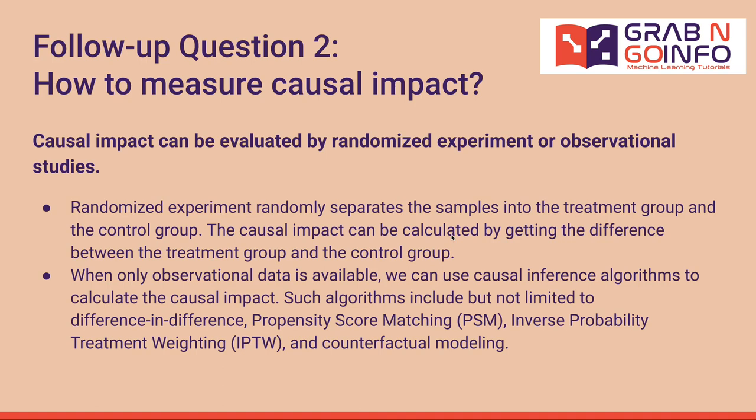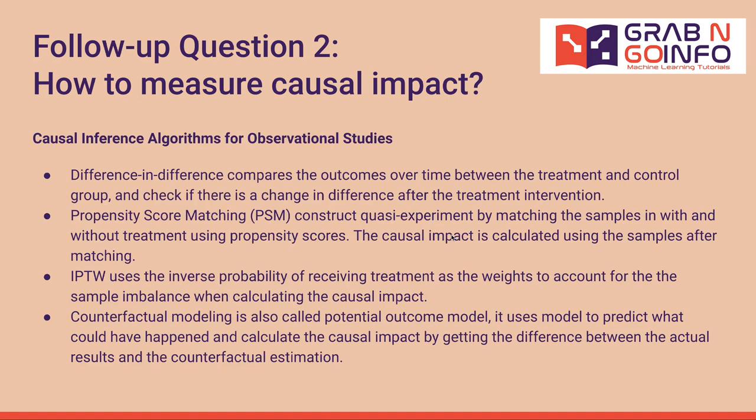Difference in difference compares the outcomes over time between the treatment and control groups and checks if there is a change in difference after the treatment intervention. Propensity score matching constructs a quasi-experiment by matching the samples with and without treatment using propensity scores. The causal impact is calculated using the samples after matching. IPTW uses the inverse probability of receiving treatment as the weight to account for the sample imbalance when calculating the causal impact. Counterfactual modeling is also called potential outcome modeling. It uses a model to predict what could have happened and calculate the causal impact by getting the difference between the actual results and the counterfactual estimation.